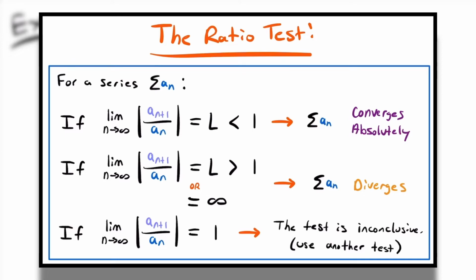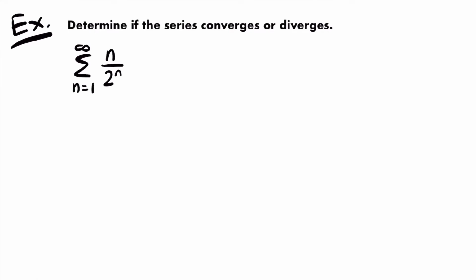Okay, so if we go back to our example, in this case, a sub n is just going to be equal to this sequence. So we'll have n divided by 2 to the power of n. And then a sub n plus 1 is going to be equal to that same expression, but we're going to replace each n with n plus 1. So we'll have n plus 1 divided by 2 to the power of n plus 1. Okay, and so now we have a sub n and a sub n plus 1.